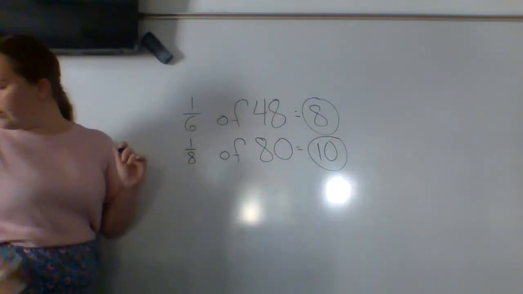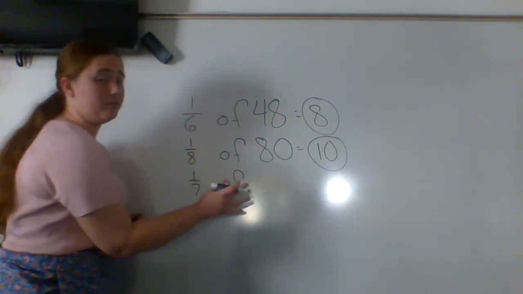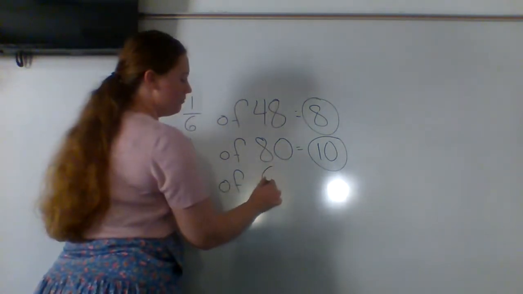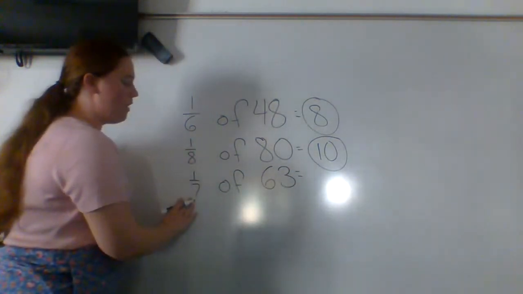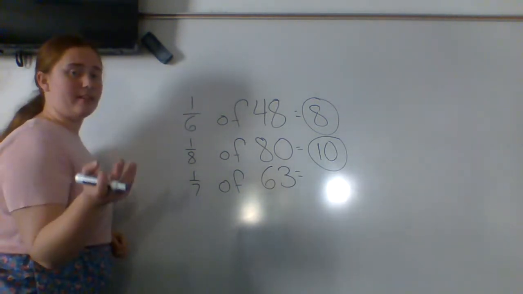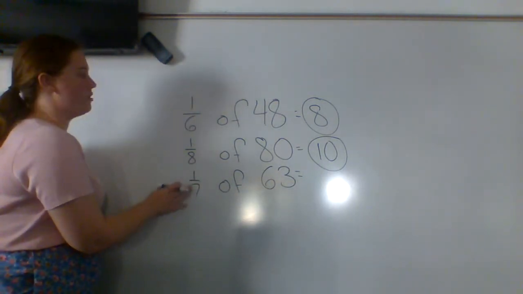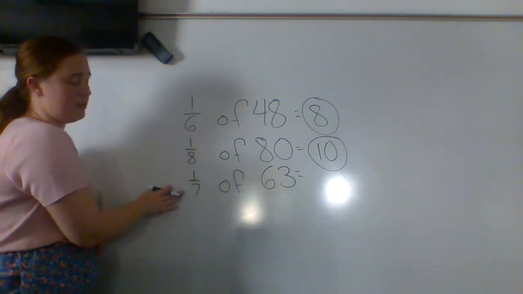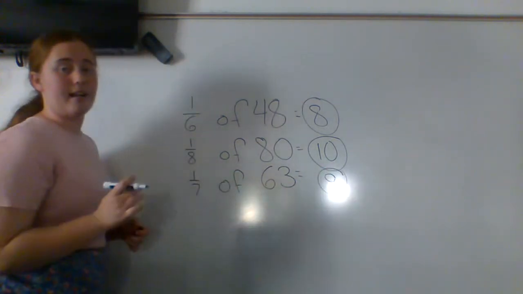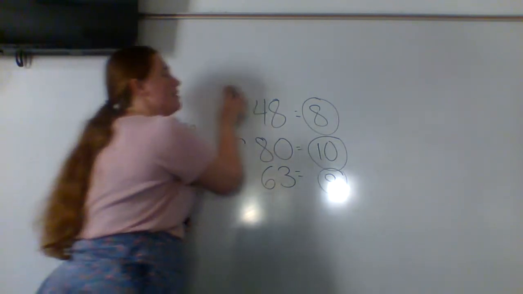And last one that we're doing in this section, 1/7 of what number? Let me take a look. 63. How many times will 7 go into 63? Okay, keep in mind, this is just dividing. We're just taking this number over here, dividing it by whatever the bottom number is in this fraction. So over here it's 6, over here it's 8, here it's 7, and 7 will go into 63 9 times. Good. Okay, give me a moment to erase, and we'll move on to the next section.